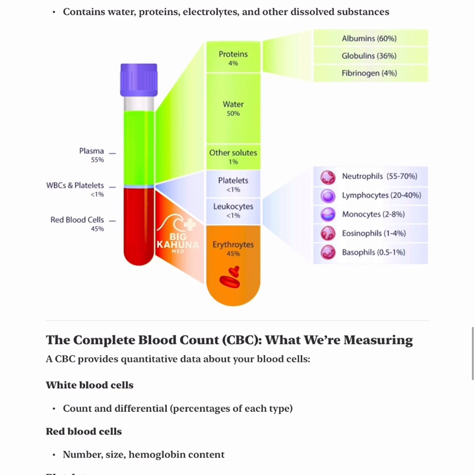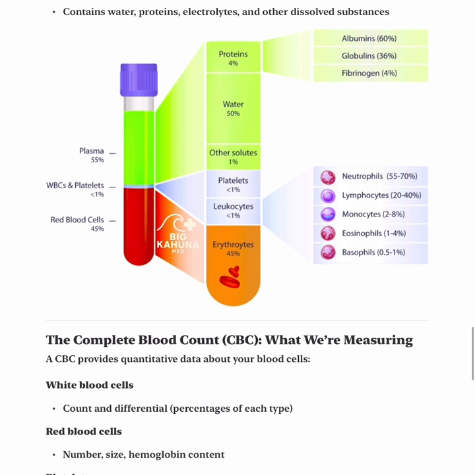When we get down to white blood cells and platelets, again, it's less than 1%, and less than 1% is platelets, and less than 1% is leukocytes. As far as organizing yourself for leukocytes, here are the major divisions of how we can partition those out. Now, 55 to 70% will be neutrophils, 20 to 40% will be lymphocytes, 2 to 8% will be monocytes, 1 to 4% will be eosinophils, and 0.5 to 1% will be basophils. And the rest of your blood volume will be RBCs, which account for 45% of the total.